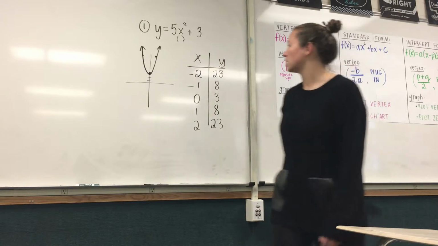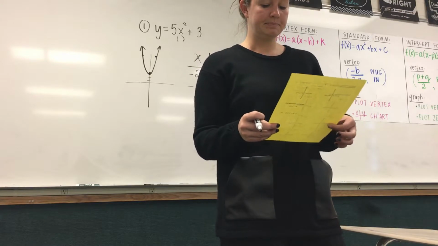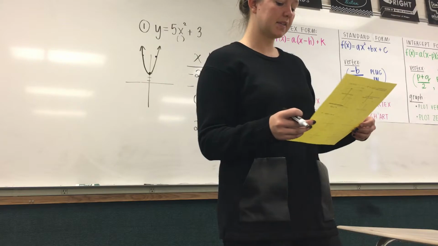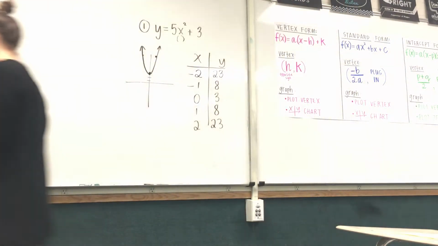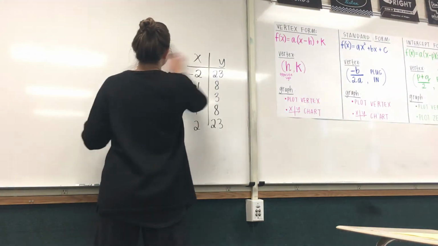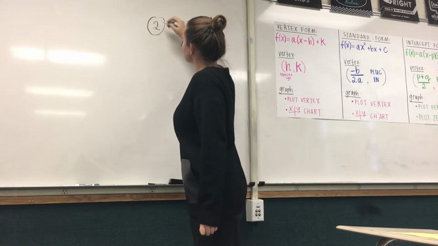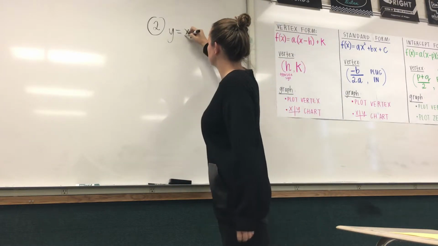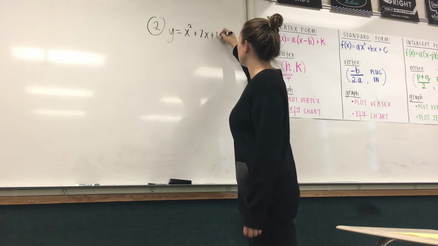That's it. So that way, just making an XY chart is going to work for all of them. When you get down to number 6, it gives you an equation, something like this. So let's do one of these together. Write number 2 on your paper. Number 2 is going to be y equals x squared plus 7x plus 12.